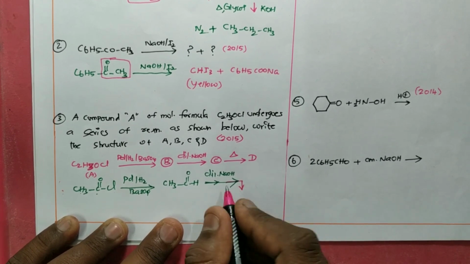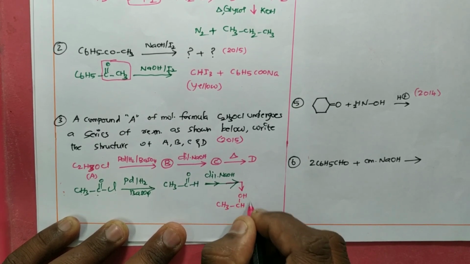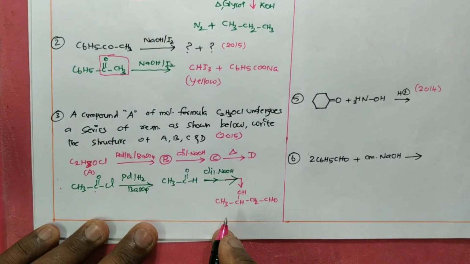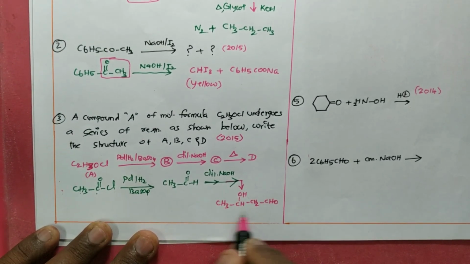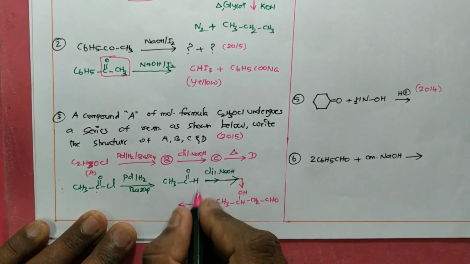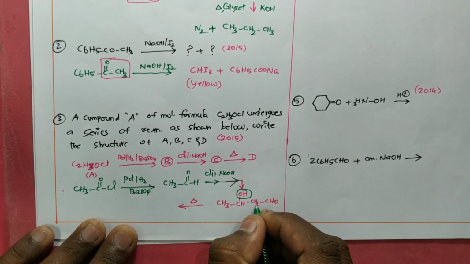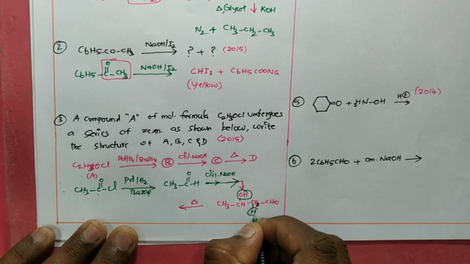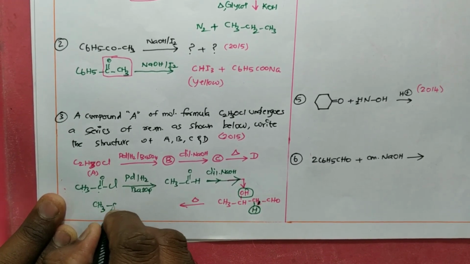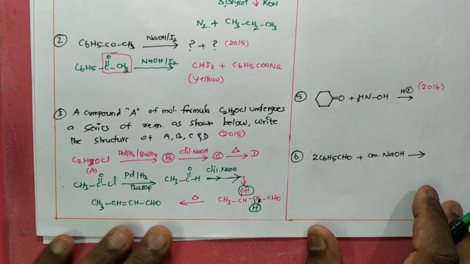So how is the aldol product formed? It is CH3 CH OH CH2 single bond CHO. This is nothing but the aldol product, otherwise the beta hydroxy aldehyde. Once the beta hydroxy aldehyde is formed, it will be heated. If I am heating this, the hydrogen and the oxygen are eliminated as water, and by that way I will get one alkene, that is CH3 CH double bond CH CHO. So I'll be getting this product.